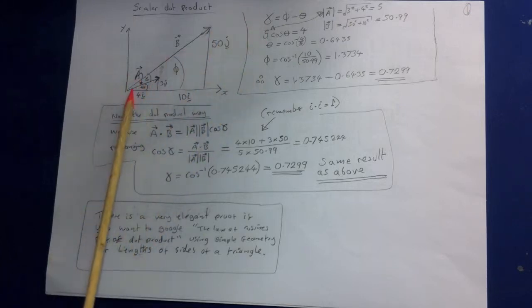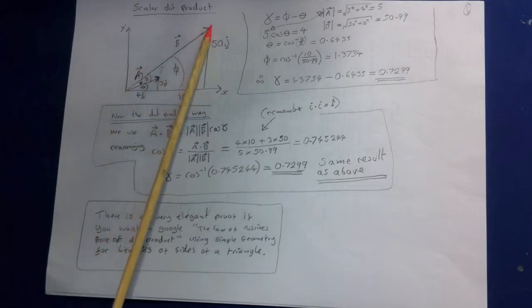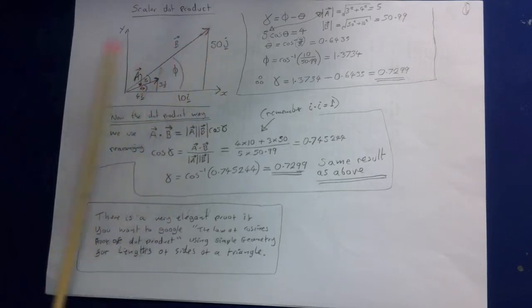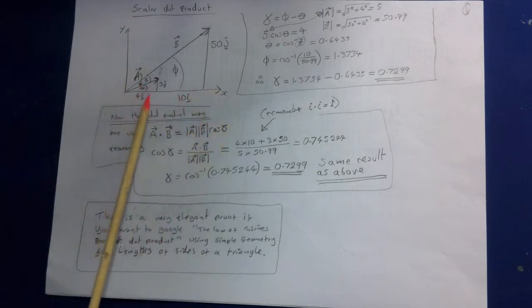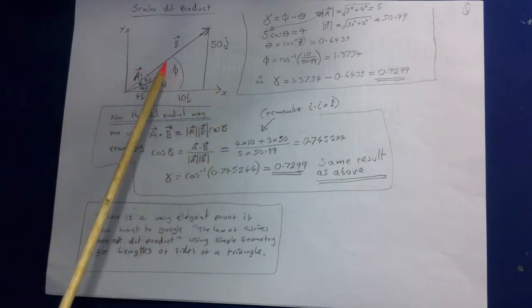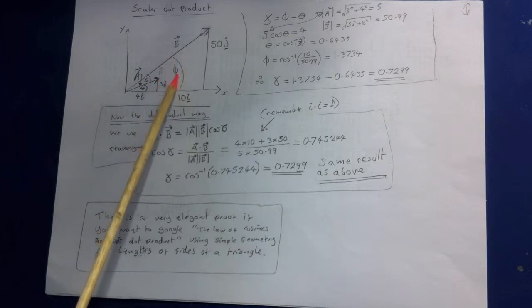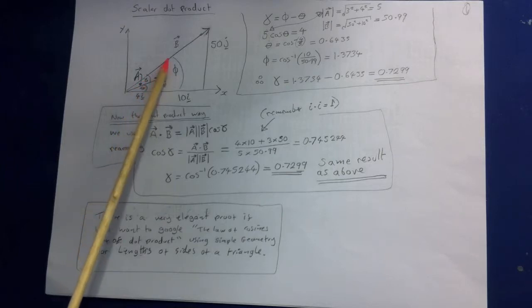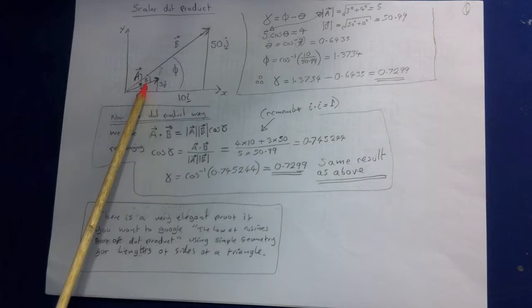So this here is one of the vectors. We're going to use an example of vector a being 4i add 3j, and vector b being 10i add 50j. So we've got two vectors there, and I've drawn them in the same xy region. The total angle of b is phi here, the angle of the vector a is theta, and the angle between these two vectors I've designated as gamma.